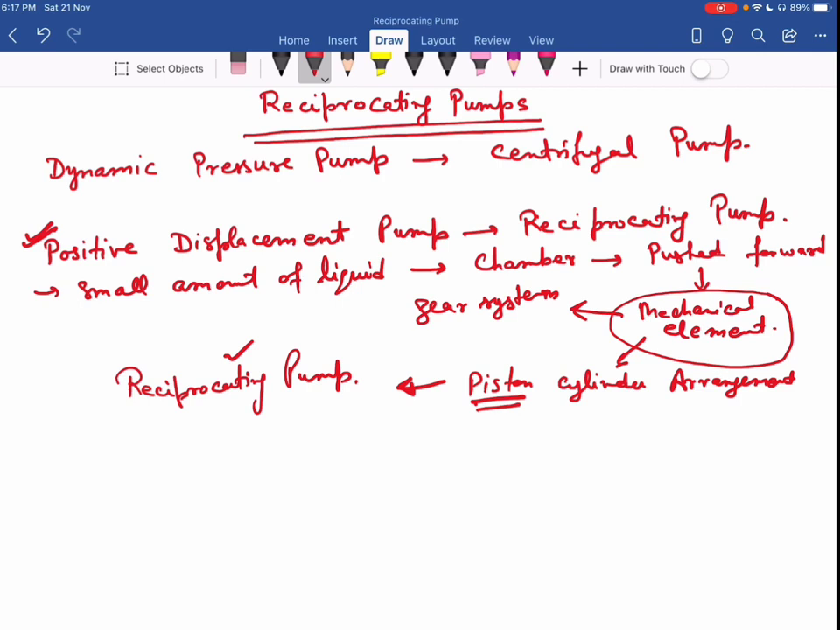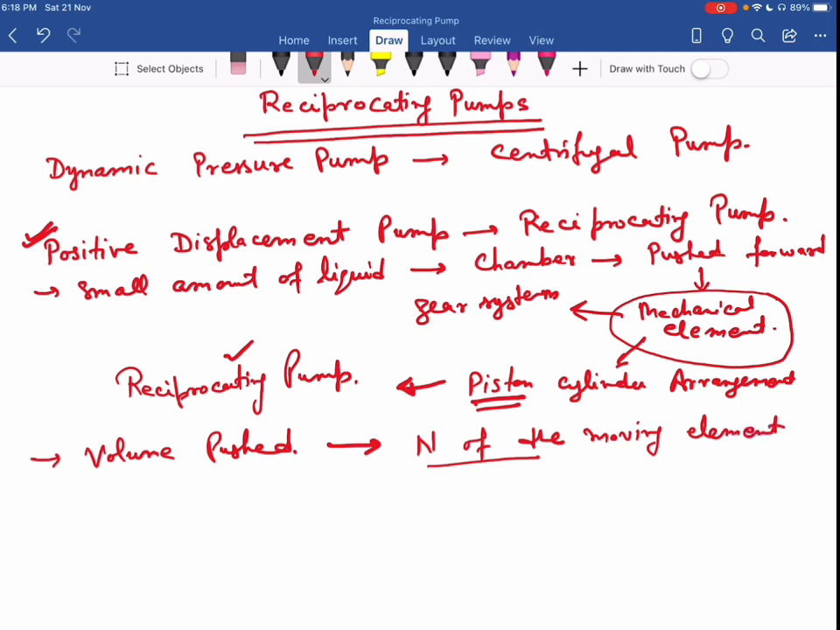The volume of liquid that we push in the case of a reciprocating pump depends upon the speed with which the chamber is filled and emptied. You can say the volume pushed from the chamber is proportional to the speed with which the chamber is filled and emptied, and that is further proportional to the speed of the moving element. So that is our reciprocating pump.